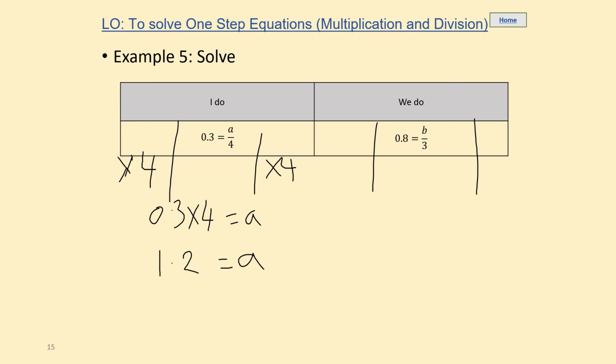This is dividing by 3, so we're going to multiply by 3. 3 times 8 is 24. We have one number after the decimal place, so we move the numbers one place. So 0.8 times 3 is 2.4.